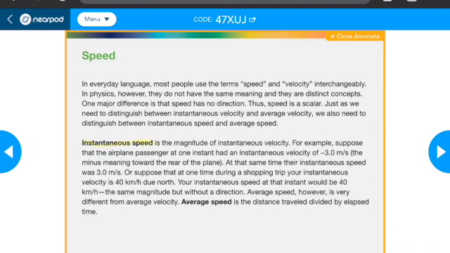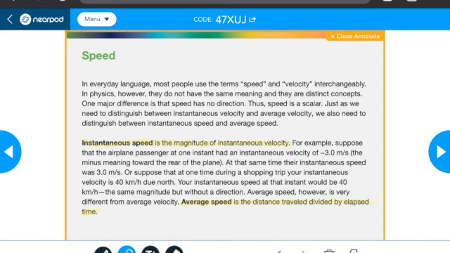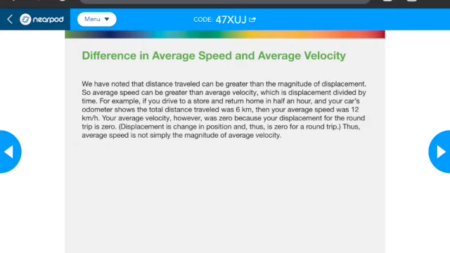So just like we have instantaneous velocity and average velocity, we also have instantaneous speed and average speed. Instantaneous speed is the magnitude of instantaneous velocity, and average speed is the distance traveled divided by the elapsed time. So instead of taking the displacement and dividing by time, you're taking the distance traveled and dividing it by time. And that's the difference here listed out.